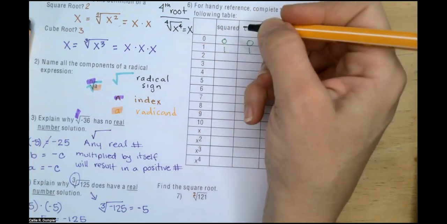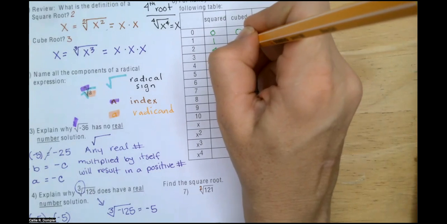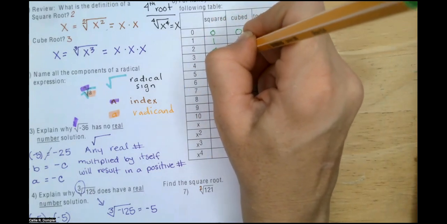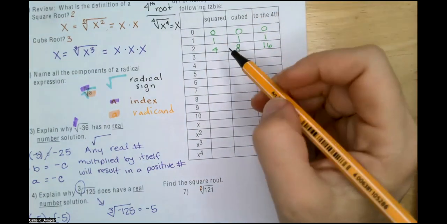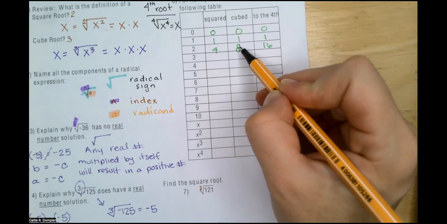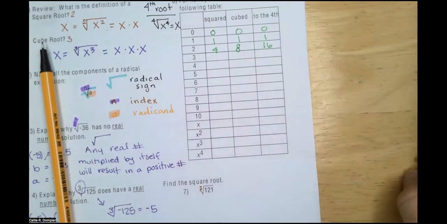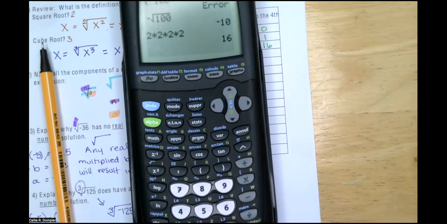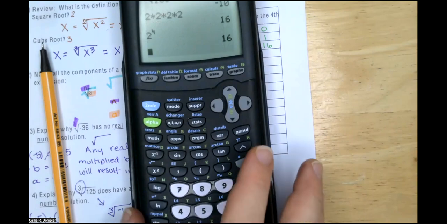2 squared just means we're multiplying 2 times 2, right? 2 times 2 is 4. Then 2 times 2 is 4, times 2 is 8. And then we just say, what is 8 times 2? It's 16. So we're just multiplying it by itself again. 2 times 2 is 4. 4 times 2 is 8. 8 times 2 is 16. Or you can say 2 to the 4th. Those are all valid ways to find your answer.